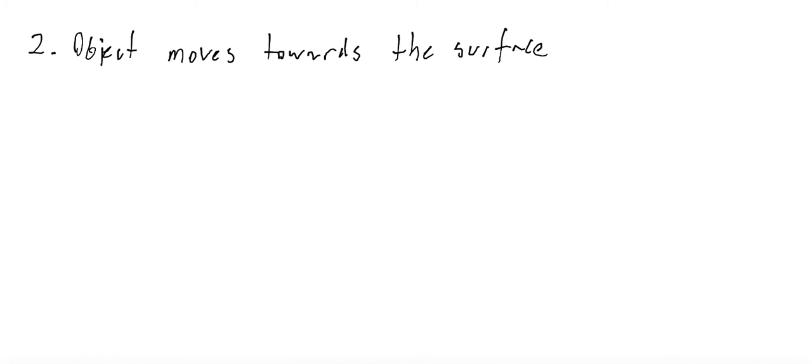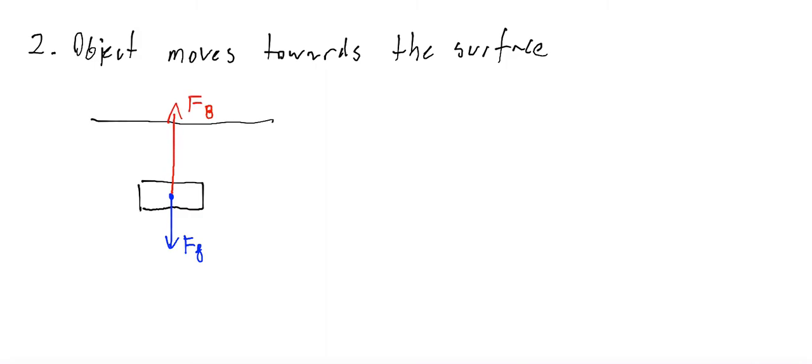Okay, point number 2. Object moves towards the surface. Okay, what does it mean? Let's imagine a situation when you have light object, like, I don't know, balloon which is placed underwater and buoyant force acting up. Okay, of course, object can move towards the surface only if buoyant force is bigger than gravitational force. Okay, when buoyant force is bigger than gravitational force, then object moves towards the surface.